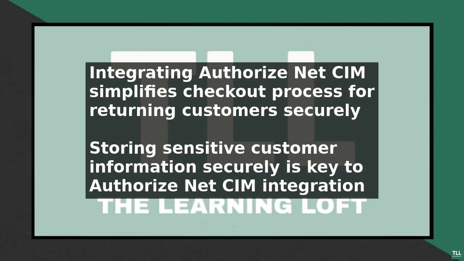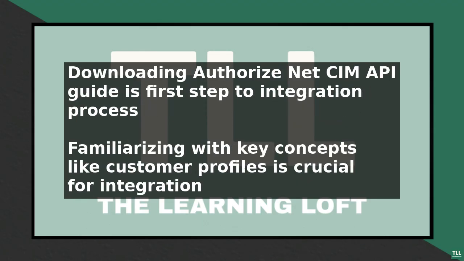key. First step is to download the Authorize Net CIM API guide and review the requirements for integrating CIM into your platform. Familiarize yourself with key concepts such as customer profiles, payment profiles, and shipping addresses. Understand how to create, update, and delete these profiles using the CIM API.